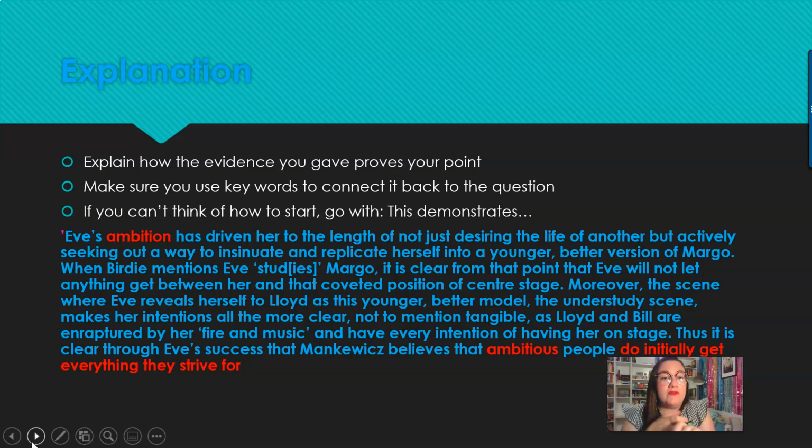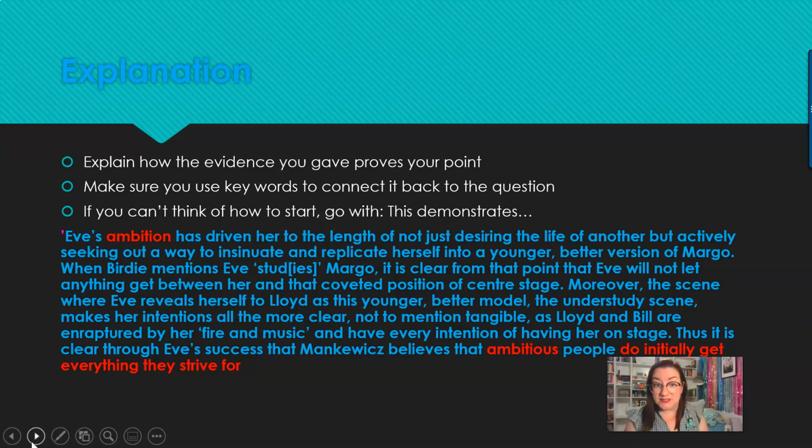And then 3, if you can't think of how to start an explanation, go with the good old line of "this demonstrates." That's always a good way to slide in. Yeah, shows, this demonstrates, this highlights. You get it. So let's have a look at mine. Mine is talking about the evidence I just gave. Eve's ambition has driven her to the length of not just desiring the life of another, but actively seeking it out in a way to insinuate and replicate herself into a younger, better version of Margot.